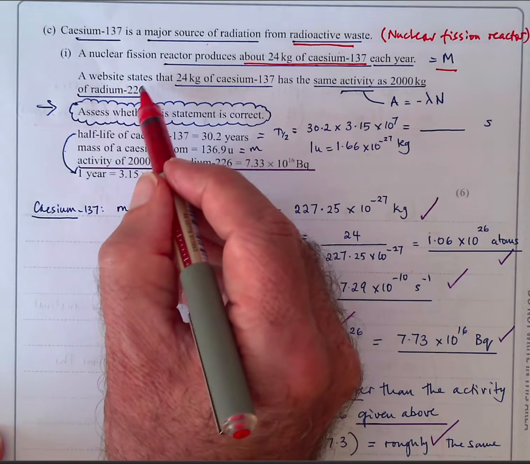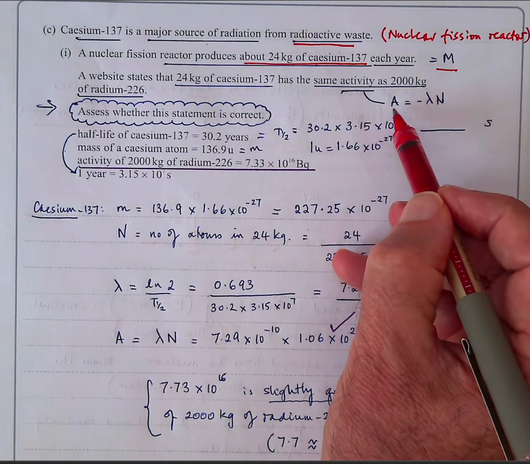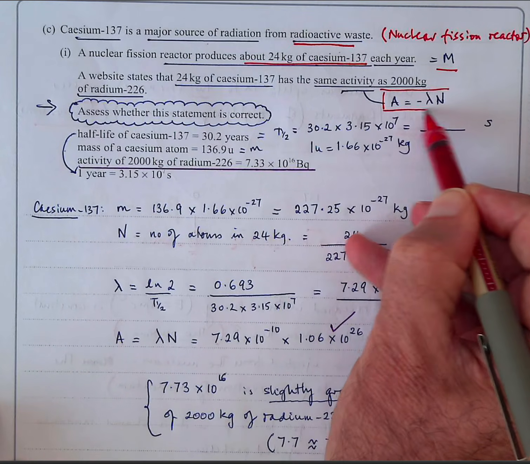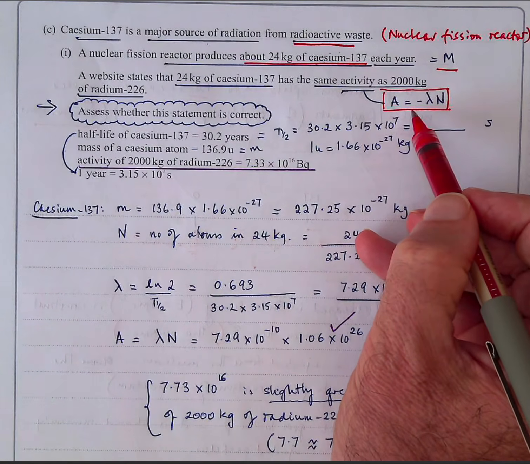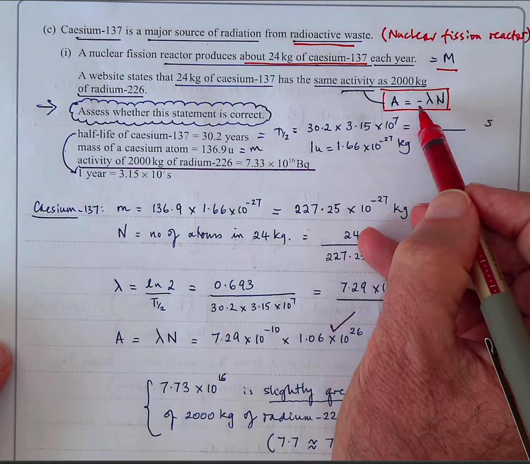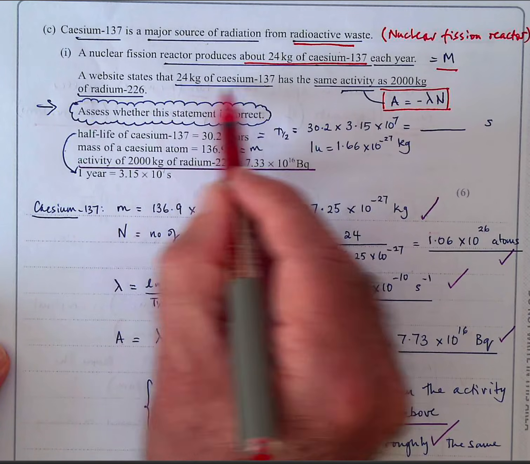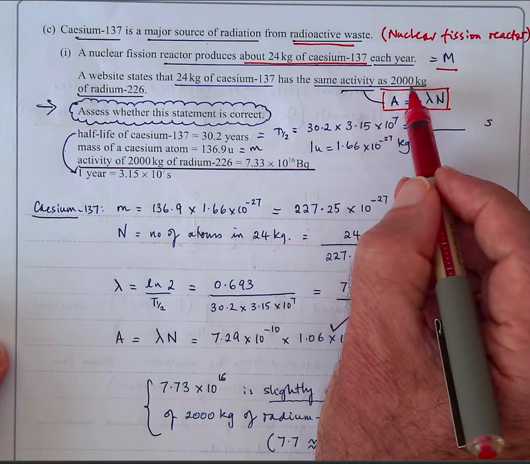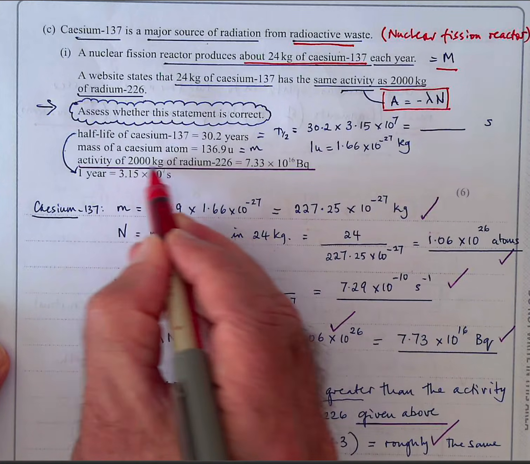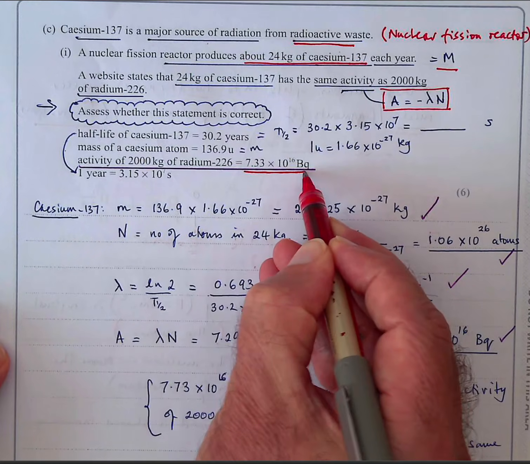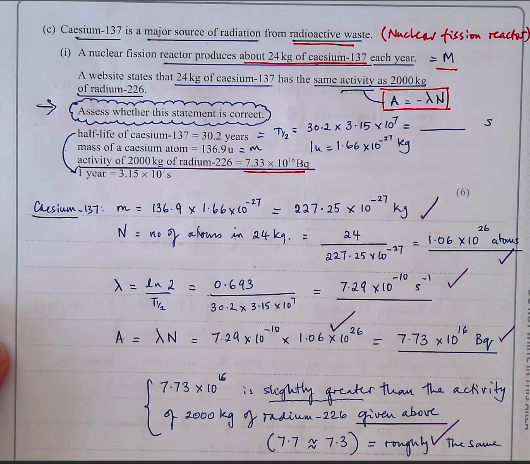A website states that 24 kilograms of cesium-137 has the same activity, being given by this equation. I don't think you need the minus in there, according to your equation sheet. It's just to show that the activity is decreasing with time, but you probably don't need it in there. A website states that this 24 kilograms has the same activity as 2,000 kilograms of radium-226. And then here they're giving you the activity of 2,000 kilograms of radium. So now what you've got to do is work out the activity of 24 kilograms of cesium-137.